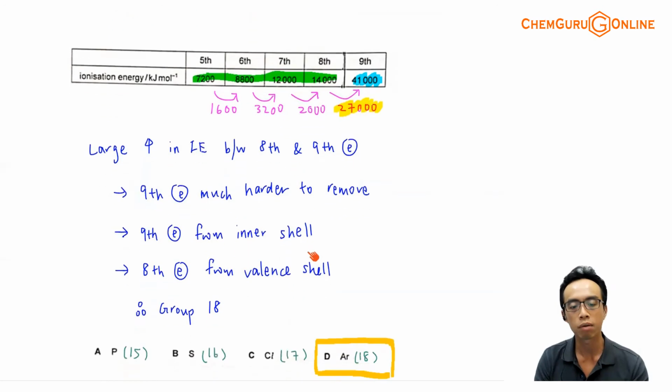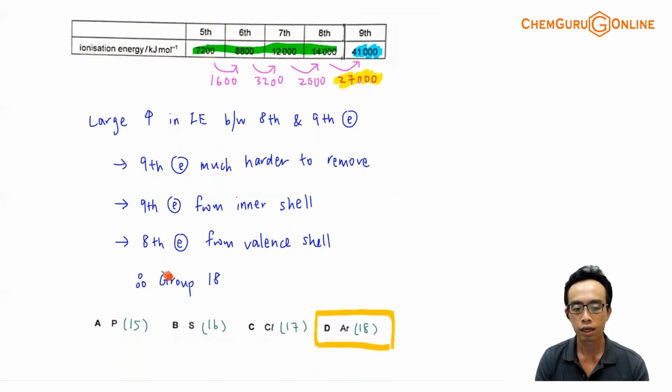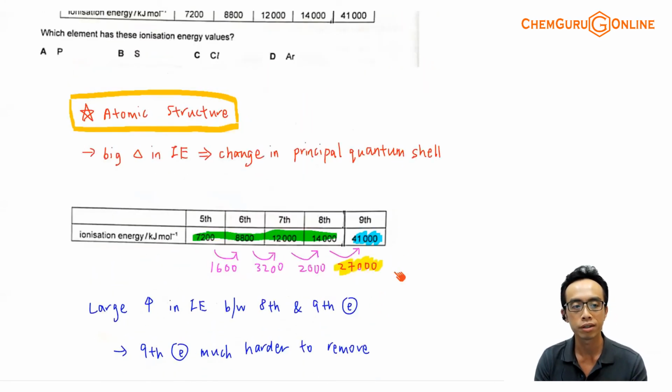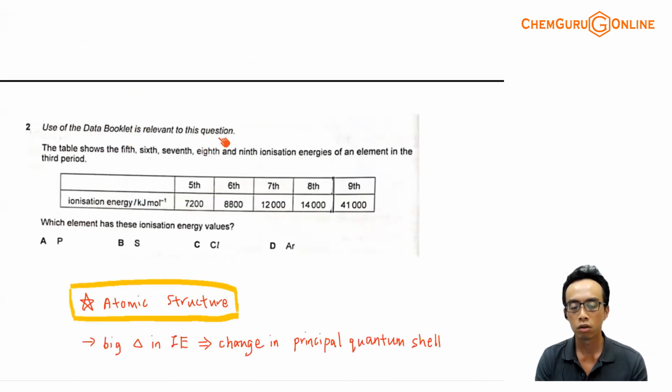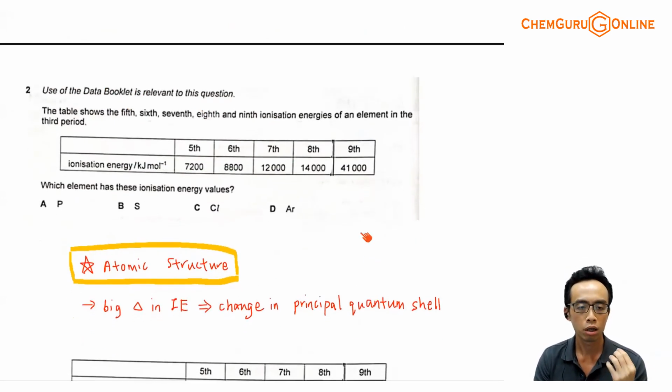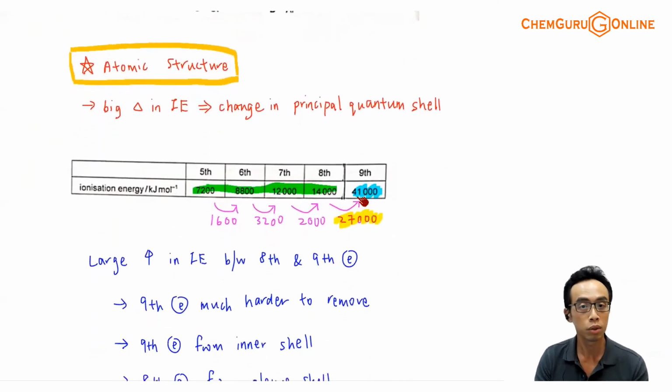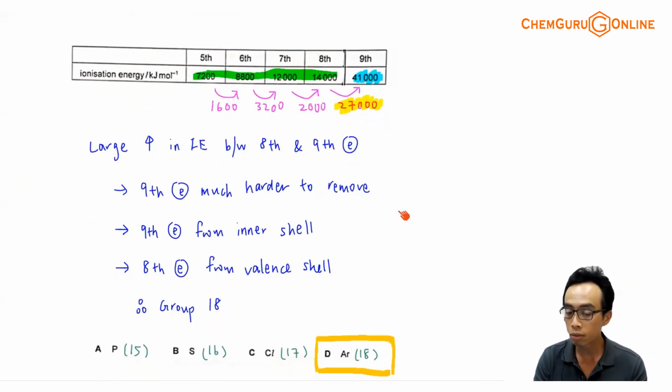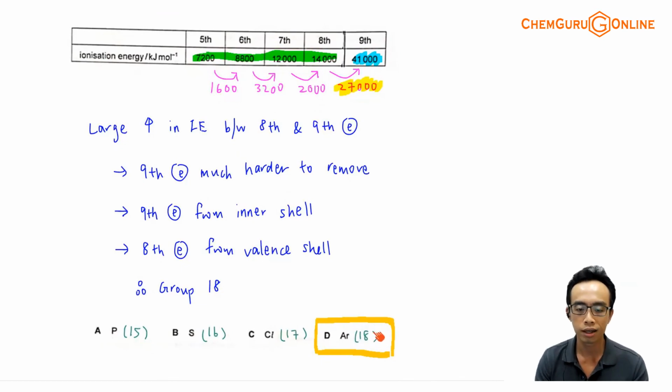So if I come back to my options here, I can run through the 4 possibilities. Phosphorus is in group 15, sulfur is in group 16, chlorine is in group 17, argon is in group 18. I think probably the reason why the question says the use of the data booklet is relevant is that we may need to refer to the periodic table to decide which group these elements are in. So in this case, the only one which can be in group 18 is argon. So the answer to this question has to be option D.